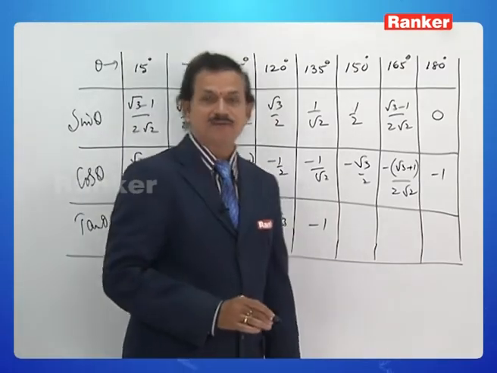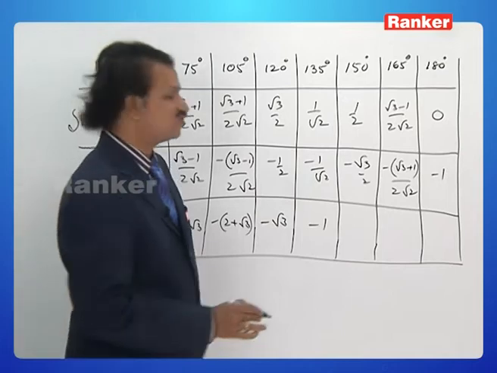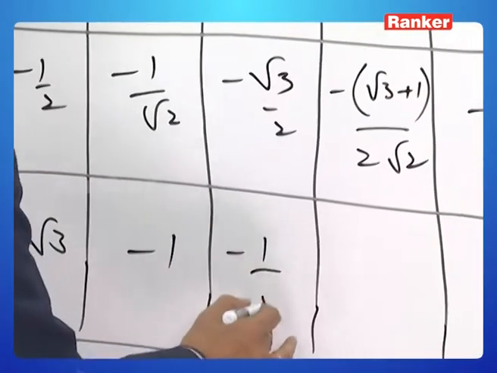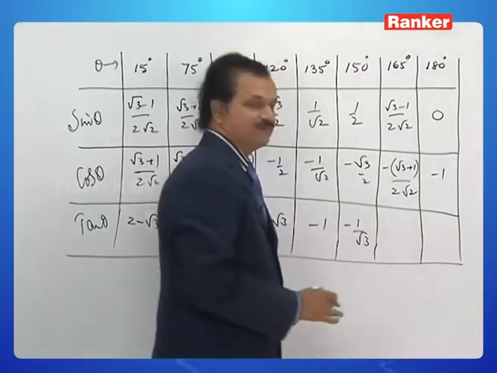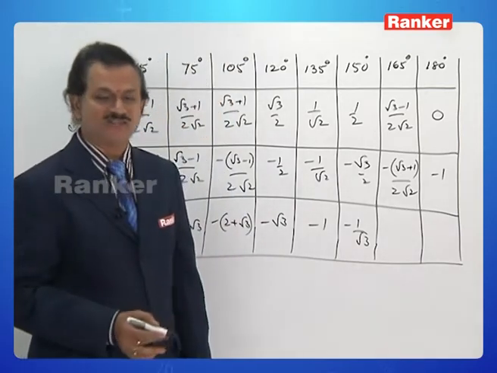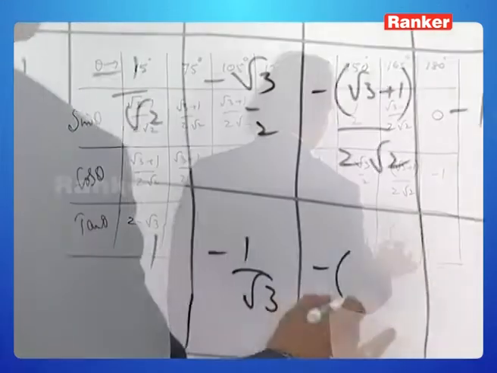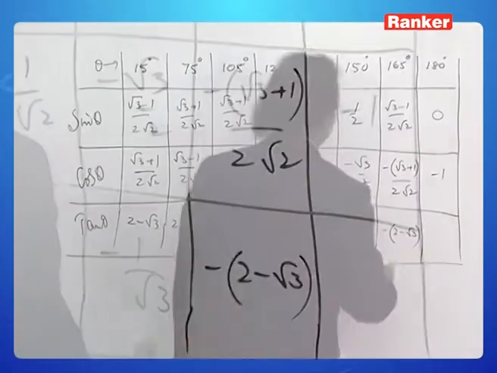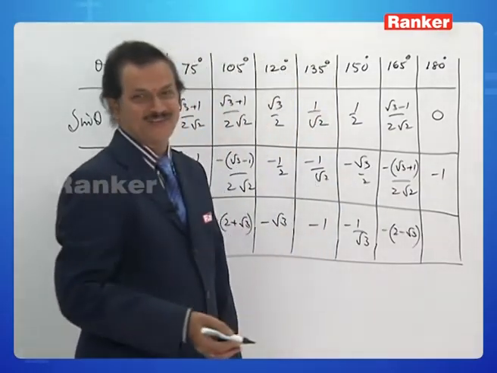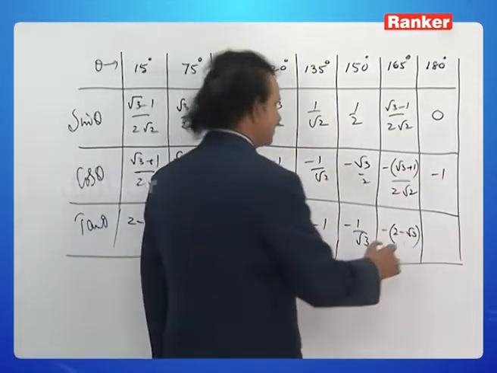What is the supplement of 150? 30 degrees. So tan 150 is minus tan 30, minus 1 by root 3. What is the supplement of 165? 15. So tan 165 is minus tan 15, minus of 2 minus root 3. What is the supplement of 180? 0. Minus tan 0 is nothing but 0.